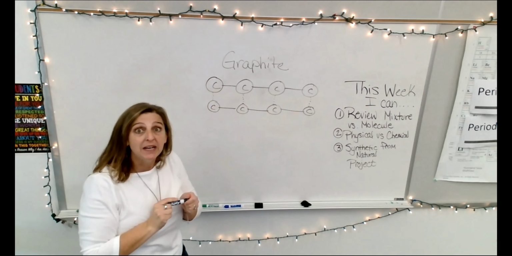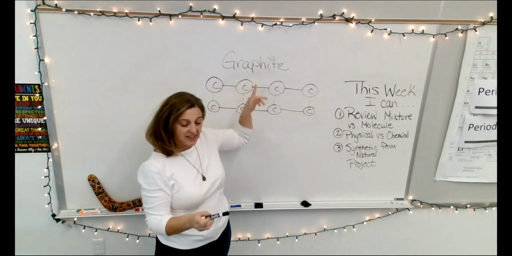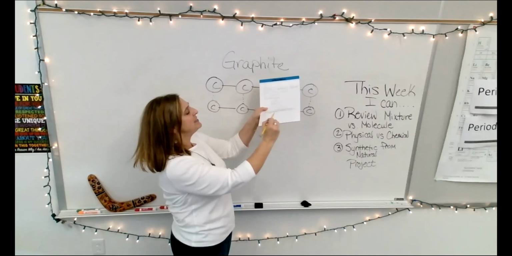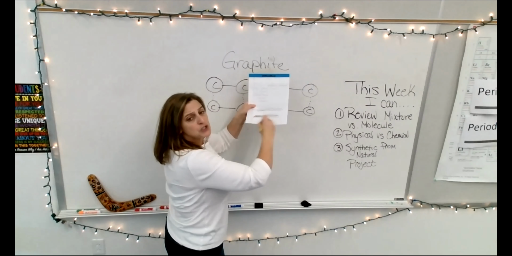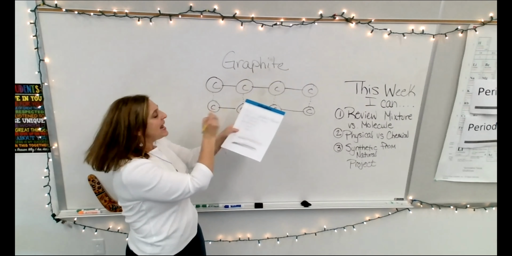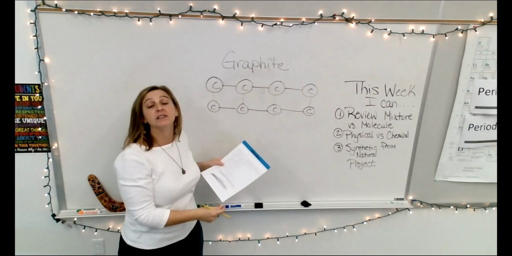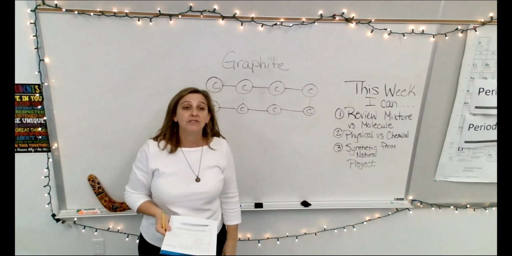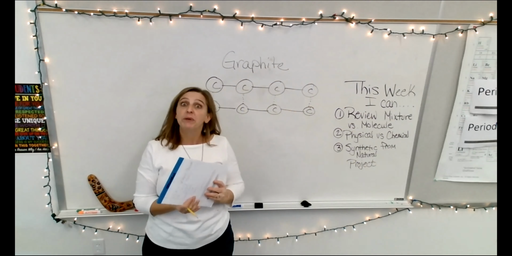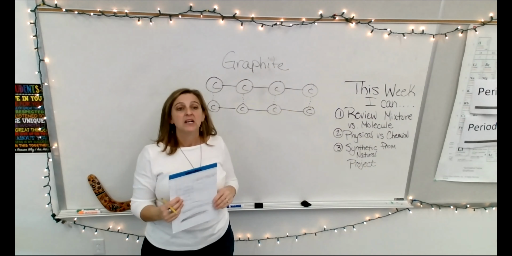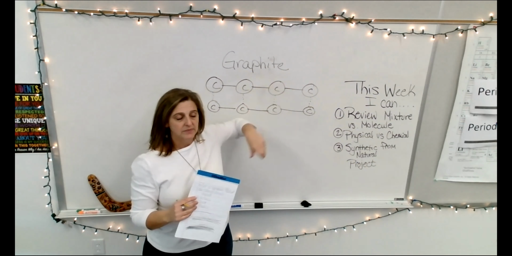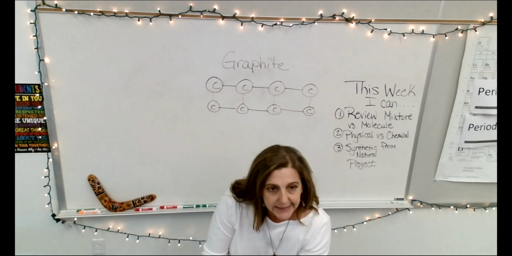Those super weak bonds between this sheet and that sheet allow me to take my pencil and scribble on the bottom of this paper. And every time I swipe across the paper, it's peeling off layers of graphite, okay? Or it's peeling off a layer of carbon. Graphite is a very soft mineral. Let's take a look at a diamond.